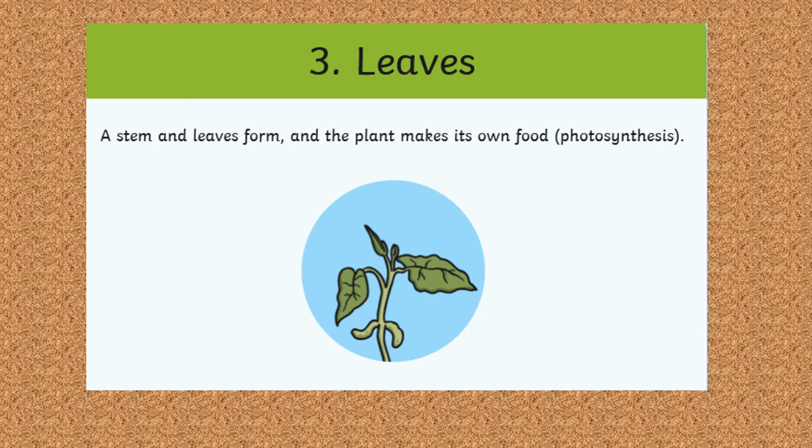Right, opposite to naturally geotropic is naturally phototropic, photo meaning light. So the stem and leaves form and the plant makes its own food through photosynthesis. Okay, so phototropic means it naturally will go up and push up towards finding light.